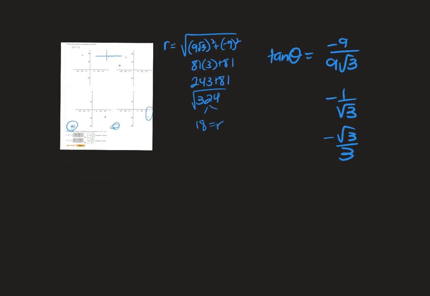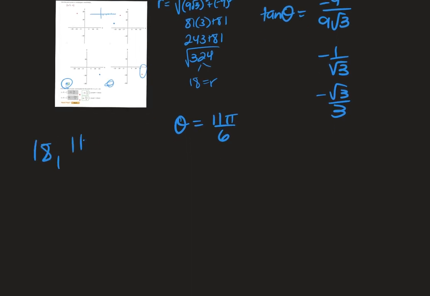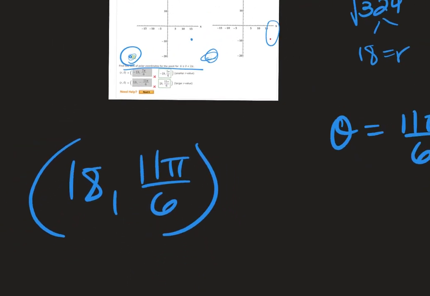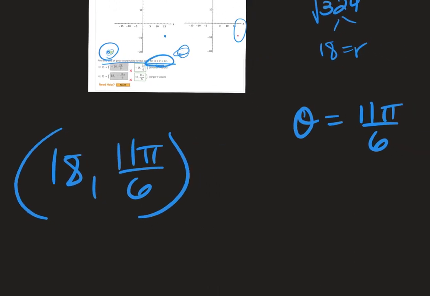So I know it's an over 6. I know I'm in the fourth quadrant, which means my theta is 11 pi over 6. So the original point is 18, 11 pi over 6. And then the instructions said find 2 sets of polar coordinates. So that's the first one, 18, 11 pi over 6. But I need another one that falls between 0 and 2 pi.